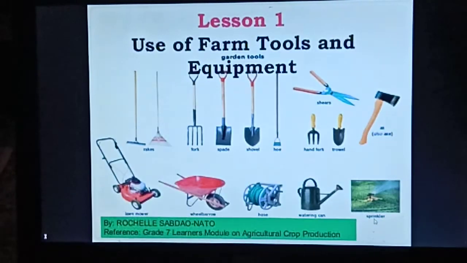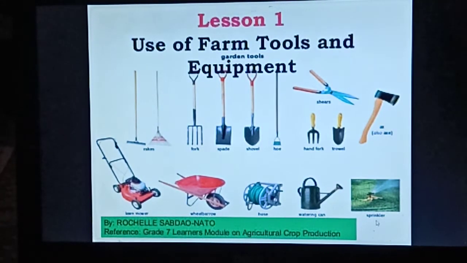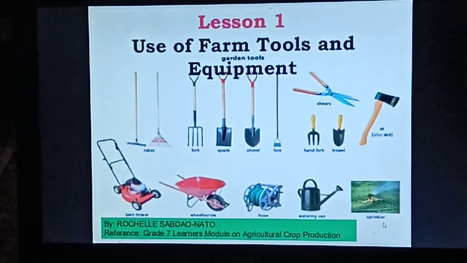Now we are going to study about the equipment. Here you can see these are rakes. This is a fork. This is a spade. This is a shovel. This is a hoe. This is a hand fork, trowel, axe, shears, lawn mower, wheelbarrow, hose pipe, watering can, and this is a sprinkler. So let us move ahead.